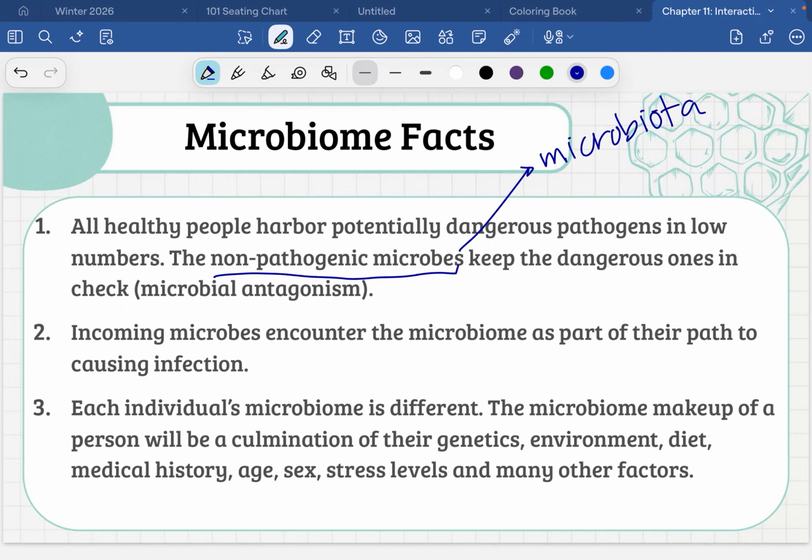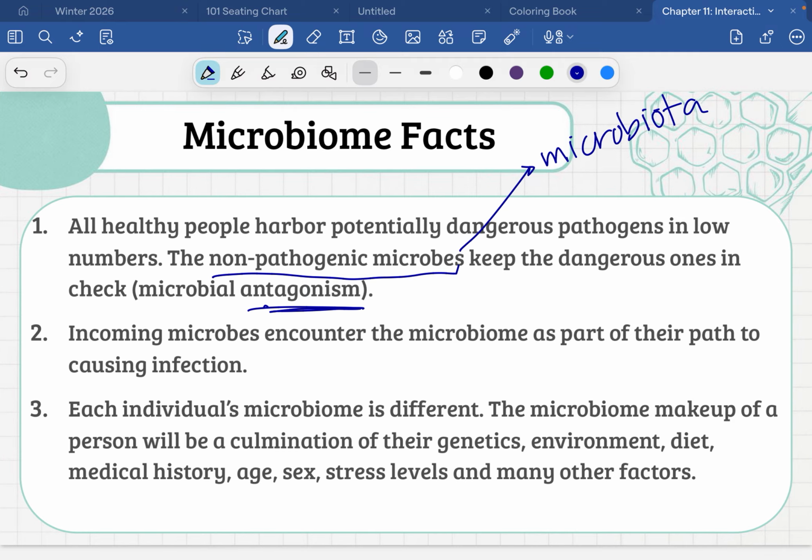This term is called microbial antagonism. Antagonism just means that they fight each other, basically. The microbes are competing with each other for space and nutrients. Something else to remember is that all incoming microbes are going to encounter the microbiome of their host as part of their path to causing infection. We're going to talk about how microbes overcome the microbiome and get past the microbiome as a way of causing disease. And the microbes learn how to do that as part of what they need to do to cause infection.